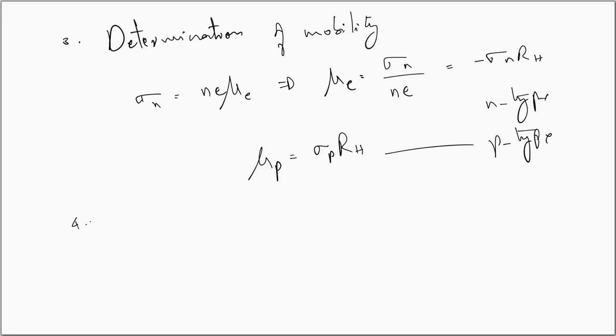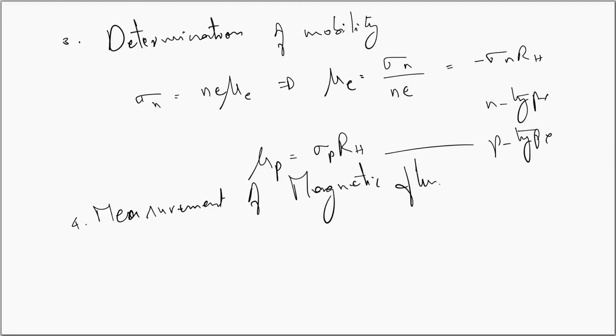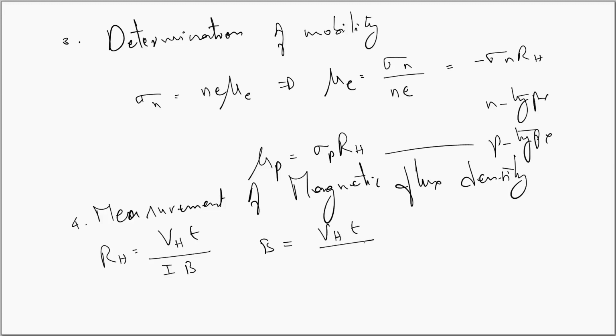Further, this can also be used to measure the magnetic flux density. We know RH is equal to VHT upon IB, where T is thickness of the sample, I is the current through the semiconductor. Then we write B as VH, that is the Hall voltage, times thickness of the semiconductor upon current through the conductor times RH, that is the Hall coefficient. This is how one can find out magnetic flux density using the Hall coefficient.